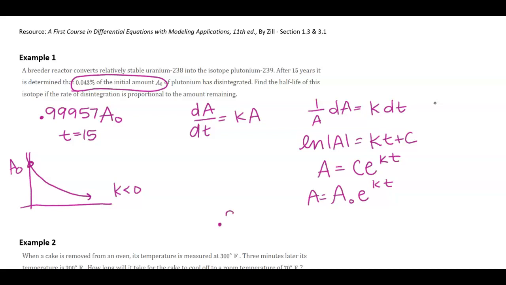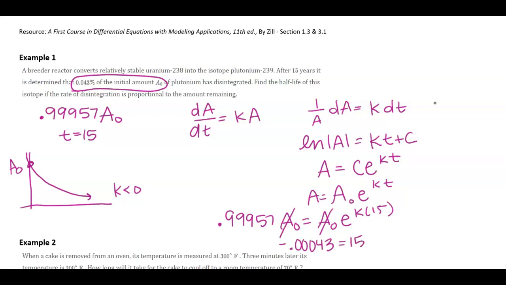However, I do know that 0.99957 of that initial amount is there after 15 years. These are going to divide. If I take the natural log of both sides, I end up getting negative 0.00043 equals 15k. And so k must be approximately negative 0.00003. Very, very slow decay here.